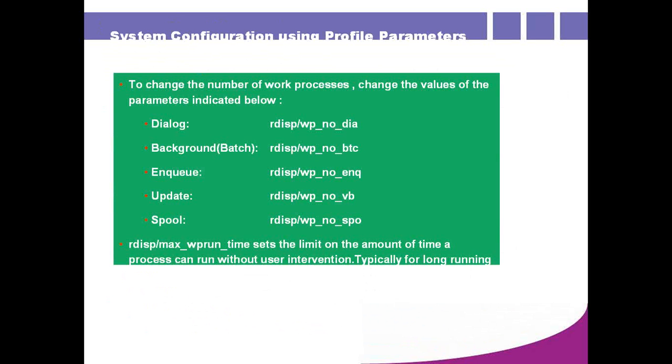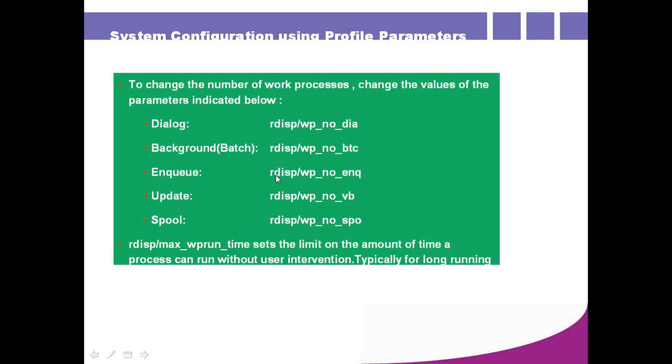So these are the first parameters we are learning during this course. The profiles contain parameters. Parameters will be assigned with some values. Using those values only, the SAP system operates. For example, I want to configure dialog work process, I want to increase from 10 to 15. How you will change is using this parameter, rdisp/wp_no_dia.